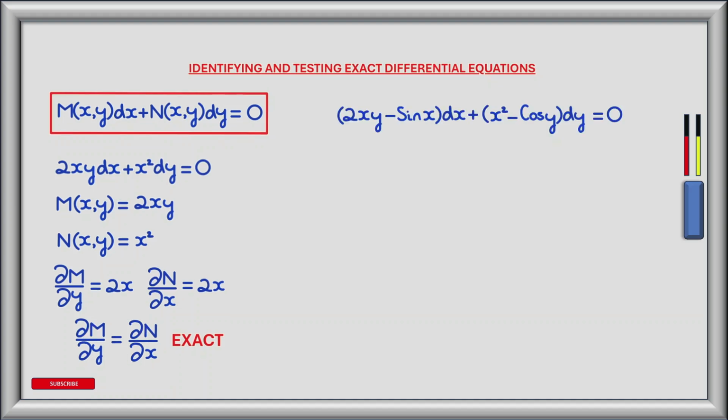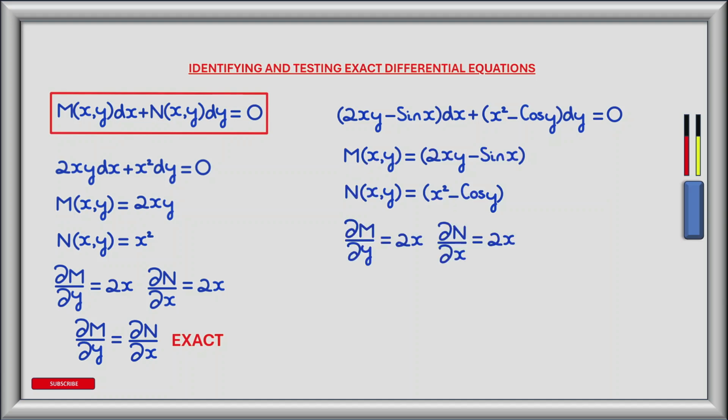And in our next example, we have the differential equation 2xy minus sine x dx plus x squared minus cos y dy is equal to 0. At first glance, it looks like it's in the correct format, so we have a function multiplied by dx plus another function multiplied by dy is equal to 0. So let's test the mixed partial derivatives. So in this case, our function m is equal to 2xy minus sine x, and our function n is equal to x squared minus cos y.